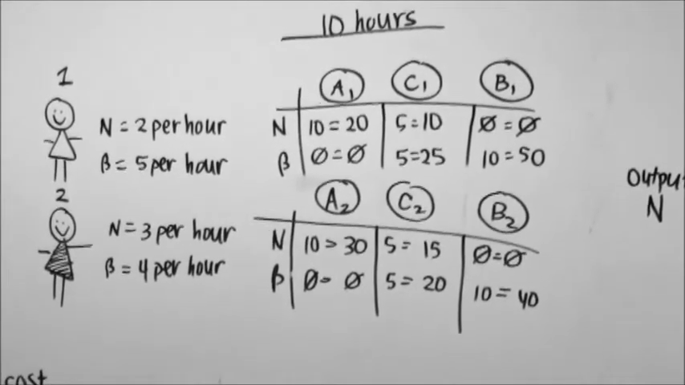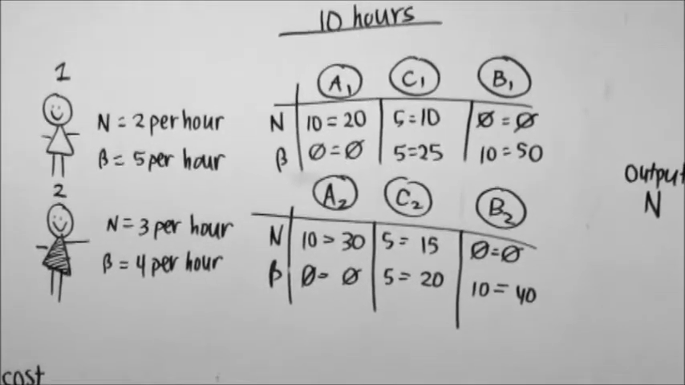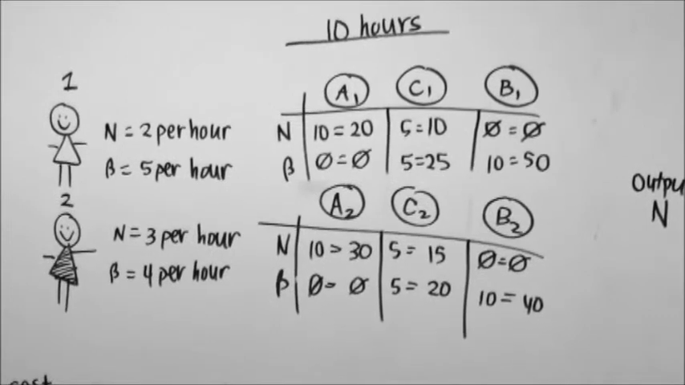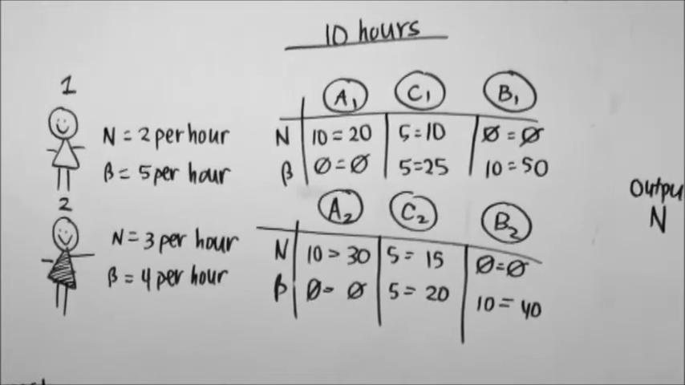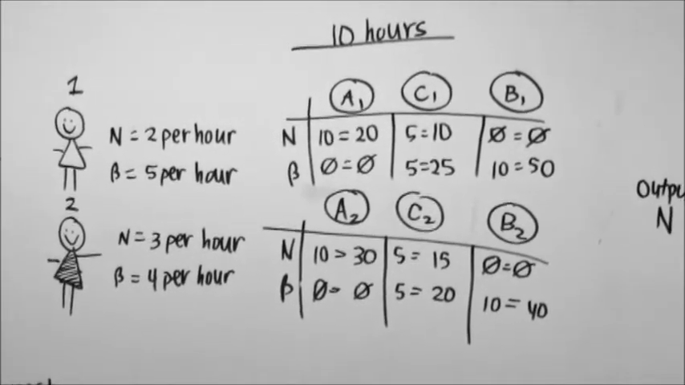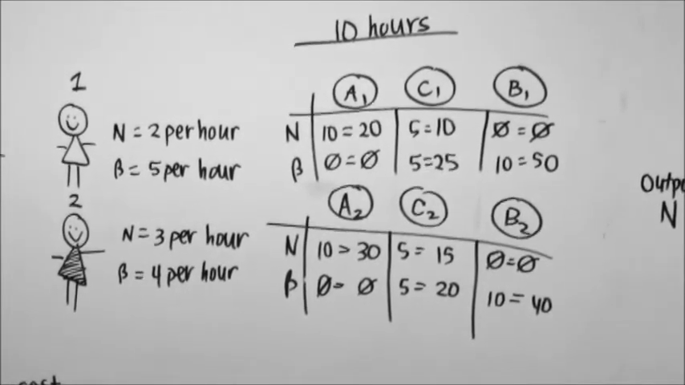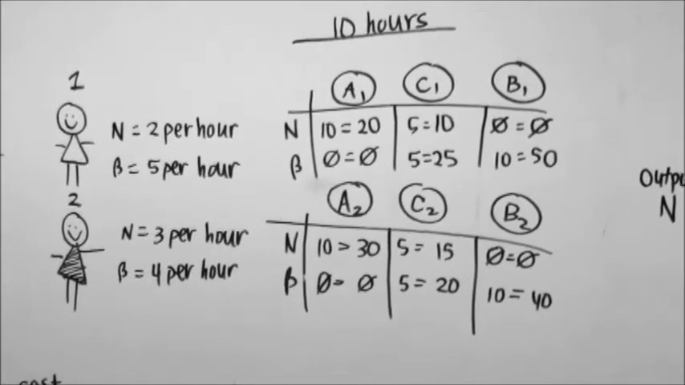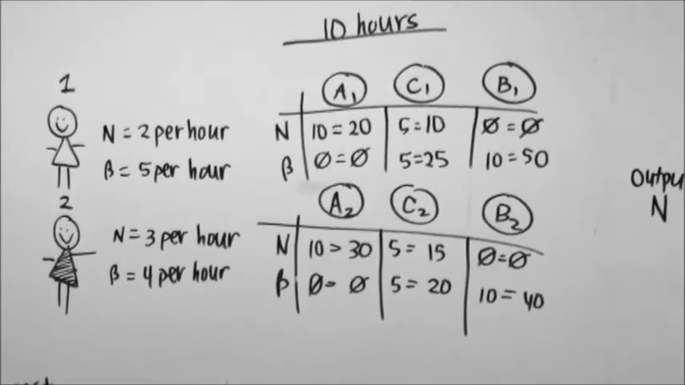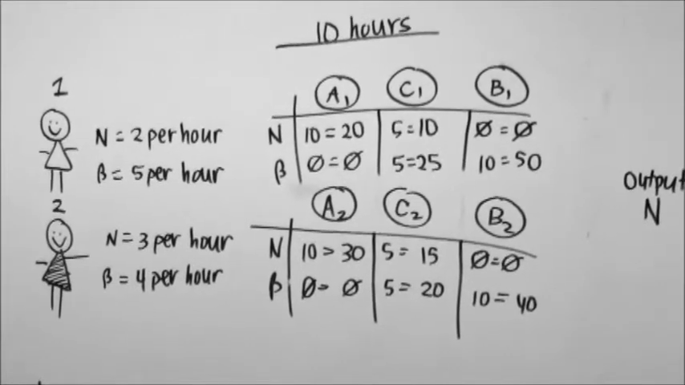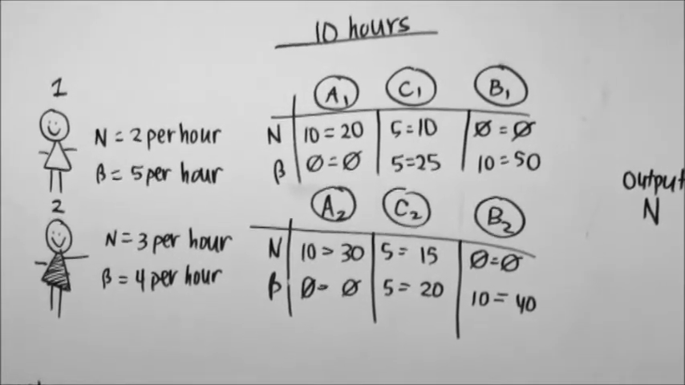If I split my time in half and dedicated 5 hours to making each, I would have 10 necklaces and 25 bracelets. These are designated by A1, B1, and C1. If my friend did the same thing, she would have 30 necklaces after 10 hours of making only necklaces, 40 bracelets making only bracelets, and 15 necklaces and 20 bracelets if she split her time. And those are designated by A2, B2, and C2.